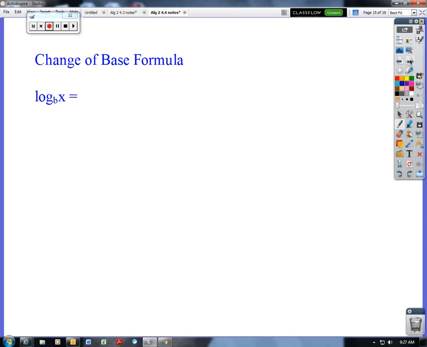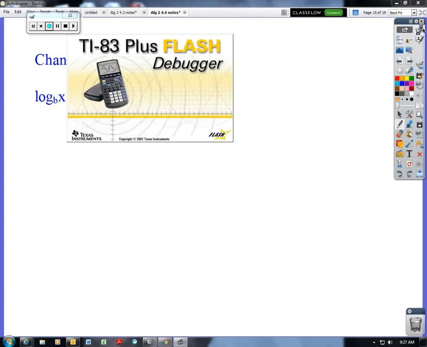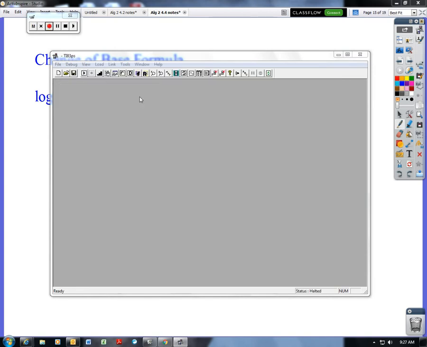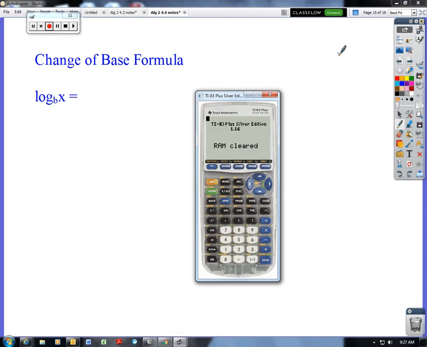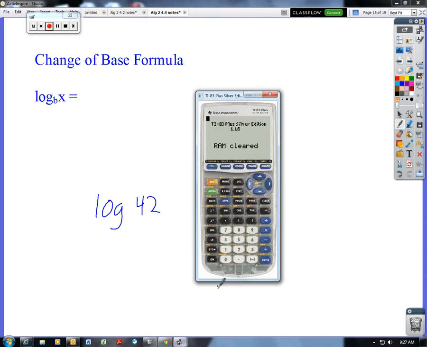Like for instance, if you want to go on your calculator, I have to call it up. Whoops, I hit the wrong button. I'm sorry, I can't recall whether we already did these before or not. But say you wanted to find log of 42. That means log base 10, and this log button is log base 10. It's understood to be log base 10.